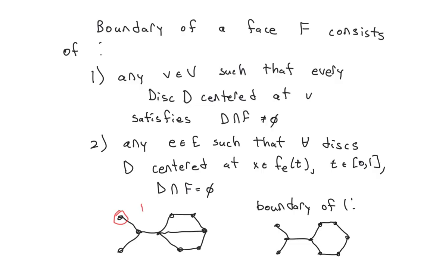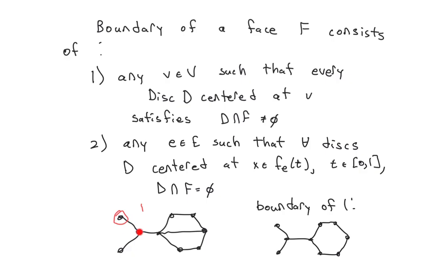So if I'm looking at region 1, then it turns out that every vertex of my graph is in fact in the boundary, because if I draw any circle centered at any of these vertices, you see that it has to have an intersection with the outer face. On the other hand, for edges, an edge is in the boundary if for any point along the edge, if you draw a circle at that point, it's going to intersect your face.